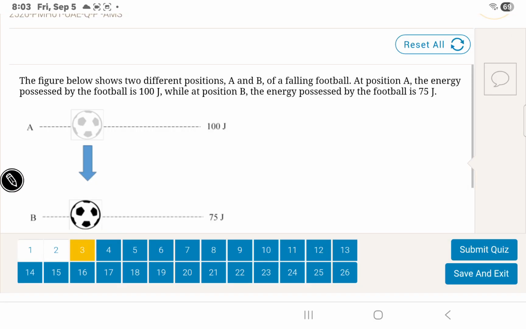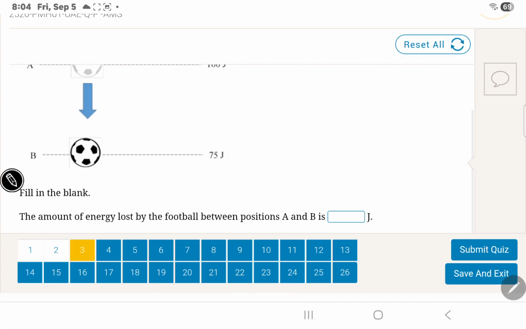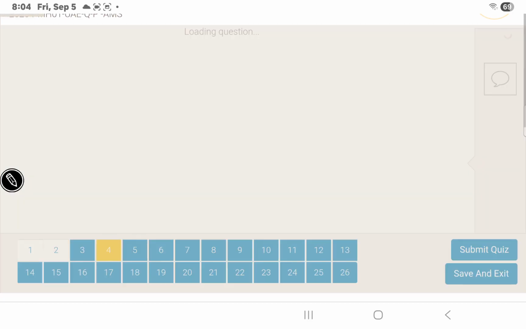Number 3. The figure below shows two different positions A and B of a falling football. At position A, the energy possessed by the football is 100. So here in this position, energy is 100, while at position B, energy possessed is 75. So here clearly we have a loss in energy. The loss is 25 joule. So the amount of energy lost by the football between positions A and B is 25 joules.